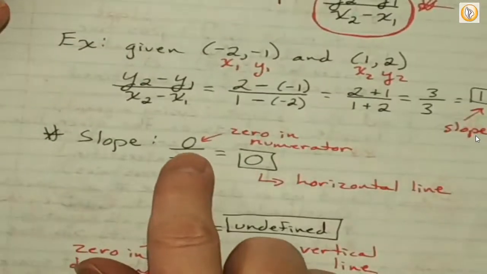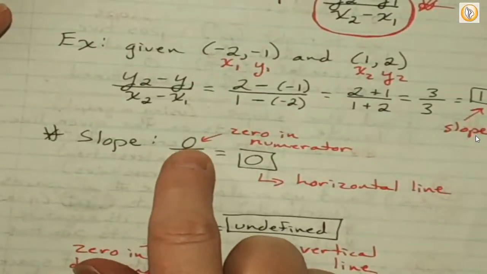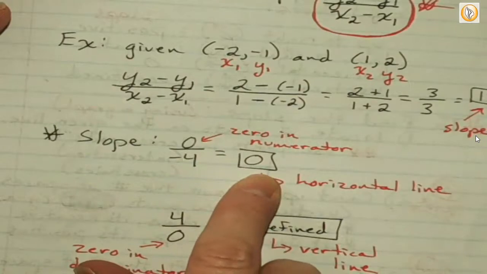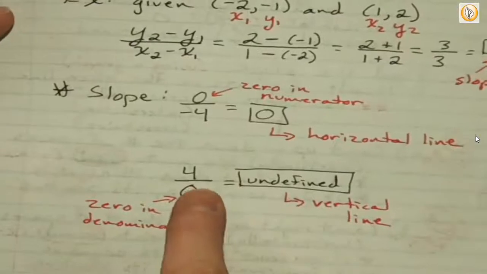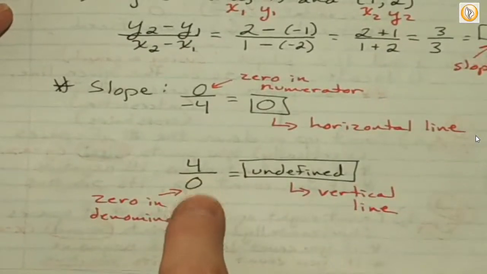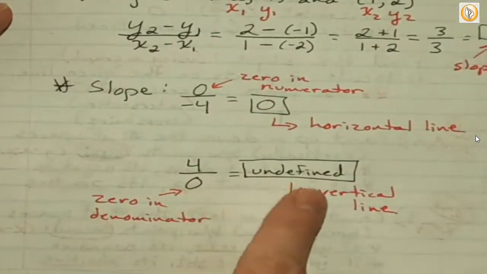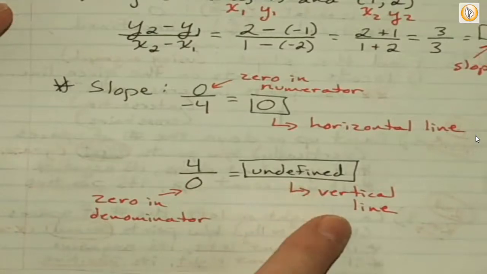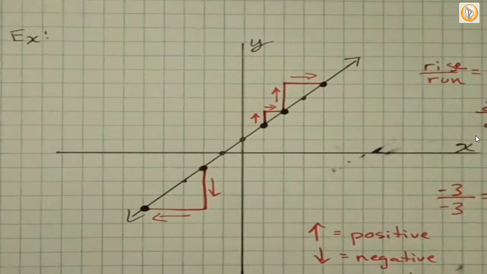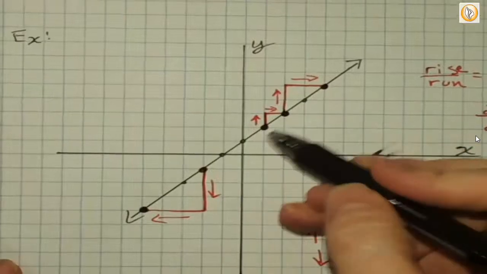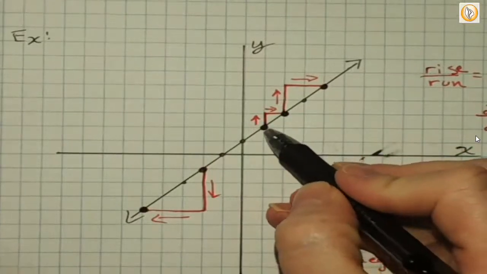If the slope is 0 over a number, if 0 is in the numerator, the slope is 0. It's a horizontal line. If the slope is 4 over 0 and the 0 is in the denominator, the answer is undefined. It's a vertical line. Okay, so that's as far as we got. I gave you one example. I drew the graph. We found 2 points that were in that intersection, or crossroads, or crosshairs.